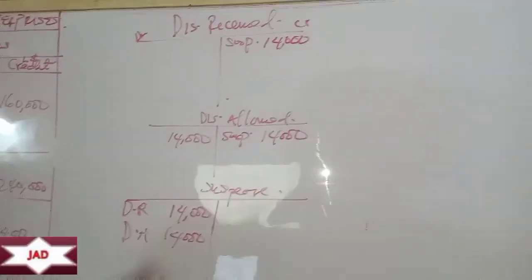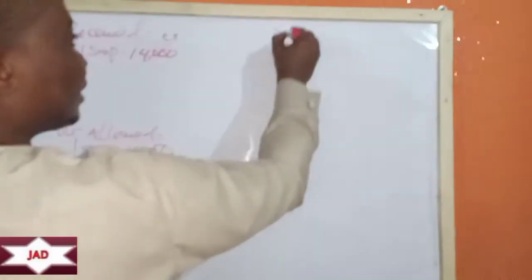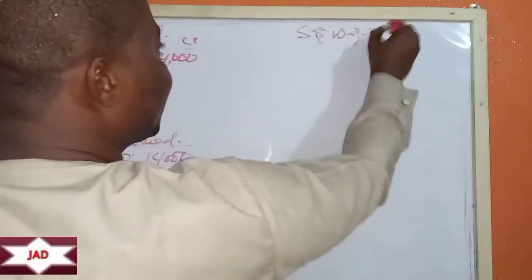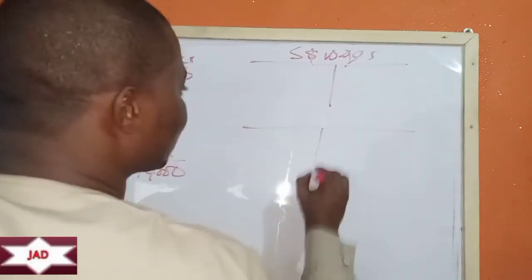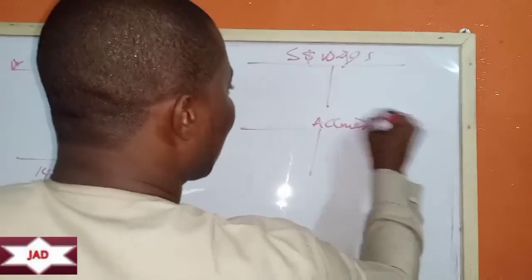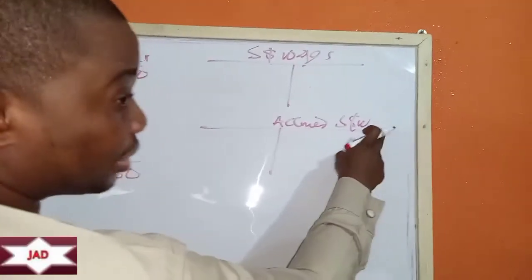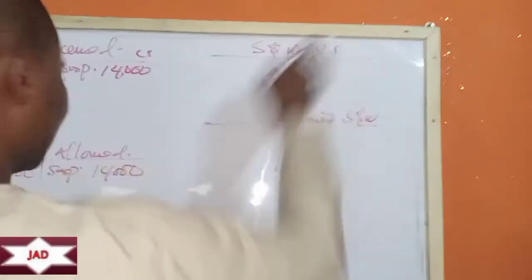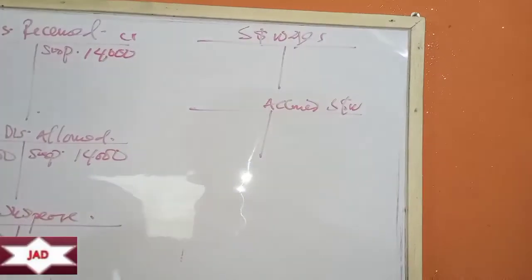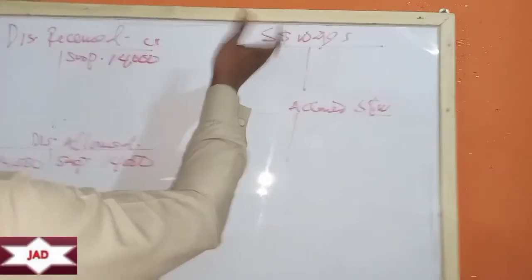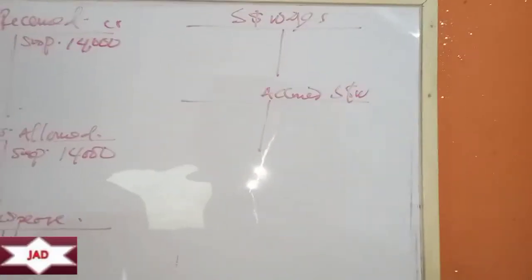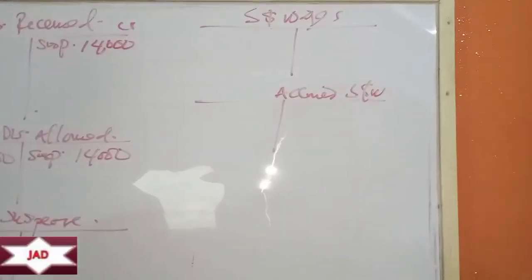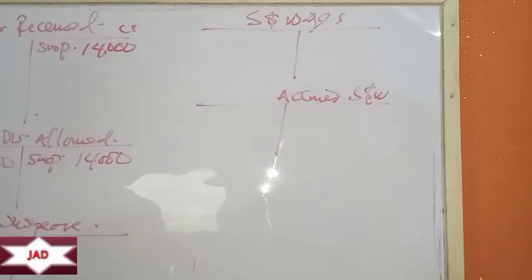So there are two things there. We have salaries and wages. This is an expense. And then we have accrued salaries and wages. This one is a liability. This is an expense. Now, this wages is an expense. They say it's accrued. That means that it is due to be paid, but it has not been paid. So you have to make provision for it.